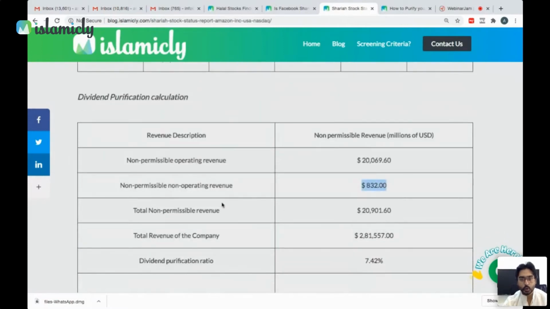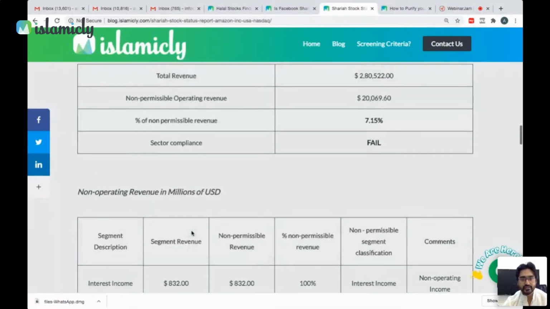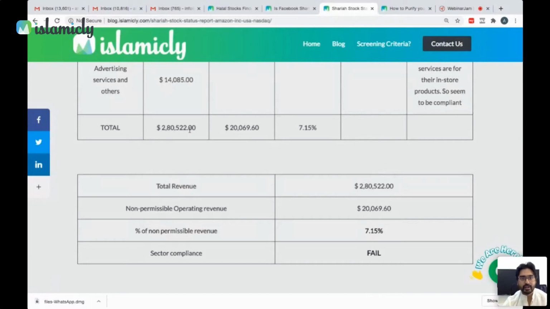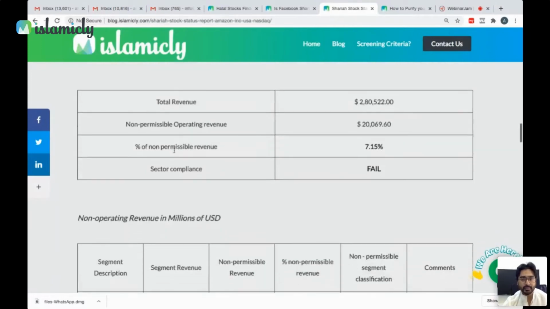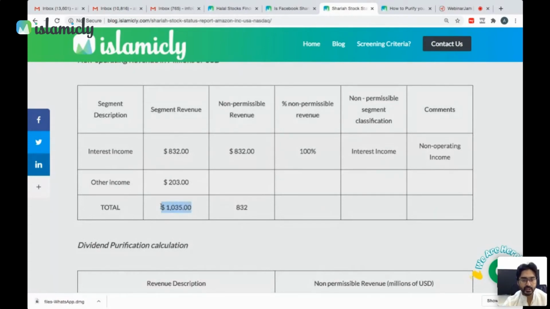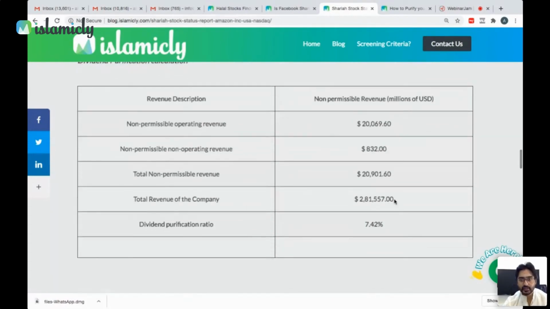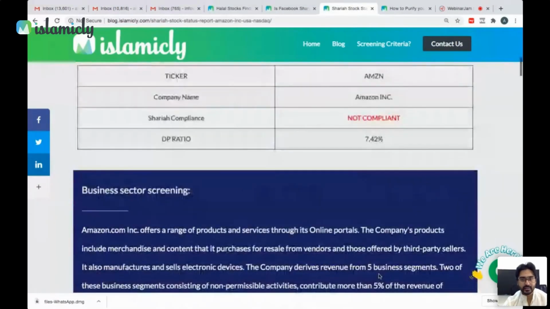Okay, so the total non-permissible revenue is this plus this. It becomes $20,901.60 million. The total revenue of the company is 281,557.00. How did this number come up? It is 1035 plus 280,522. So all the incomes are added up, operating as well as non-operating. That becomes the denominator. The numerator becomes all the non-permissible activities of the company and the revenue derived from it. So operating and non-operating, this is the total. Hence, the dividend purification ratio becomes 7.42%. And that's the ratio that has been mentioned over here.